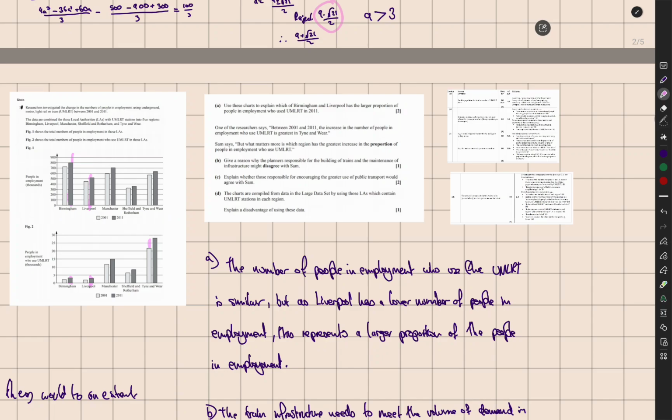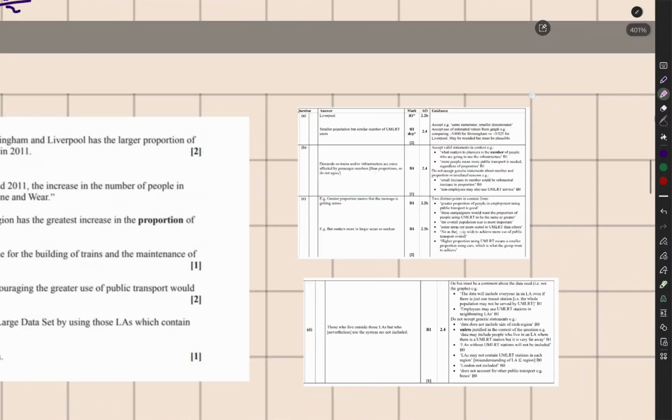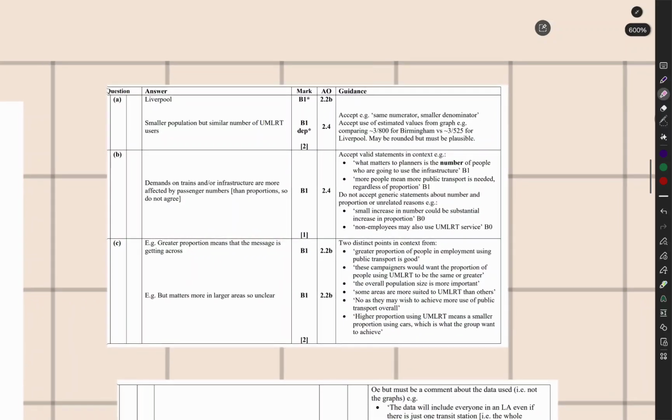And it says, give a reason why the planners responsible for the building of the trains and maintenance of the infrastructure might disagree with Sam. Okay, so the main thing you're going to be looking at if you're someone responsible for that infrastructure and planning it is the number. Looking at the mark scheme, it's mainly the number that's the most important thing here, okay?